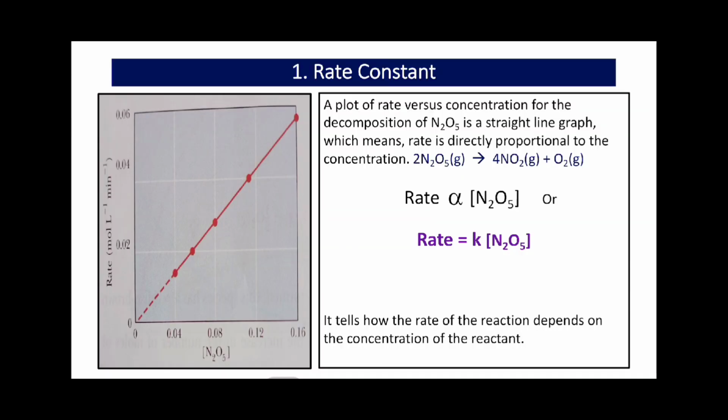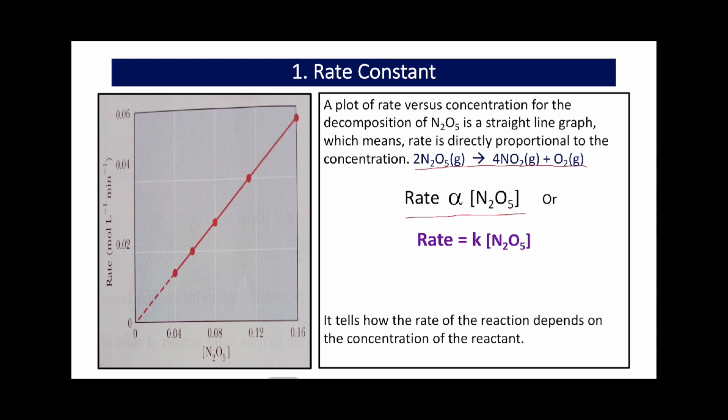Rate constant. Let's say we have an equation where N2O5 decomposes to give NO2 and O2. When we plot a graph of rate versus concentration of N2O5, we will get a straight line graph. It means that the rate is directly proportional to the concentration of N2O5.